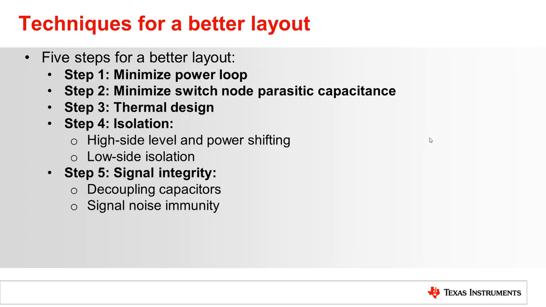With all this background information, we are ready to move to some techniques and design guidelines for a better layout. In the following slides, I will show you 5 steps we could follow for a better PCB design, which includes minimize the power loop, minimize switch node parasitic capacitance, considerations for thermal design, isolation requirements for both high side and low side, and designs for a better signal integrity.